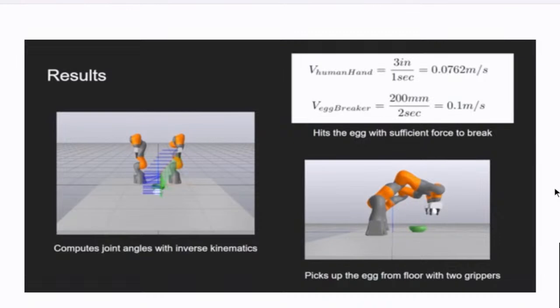In order to hit the egg with sufficient force against the table, we approximated the required velocity by both intuition and video analysis at 0.07 meters per second. Our model hits at 0.1 meters per second, which we calculated using the base of the iiwa at roughly 200 millimeters and giving the gripper 2 seconds to get from the top of the trajectory to the bottom.